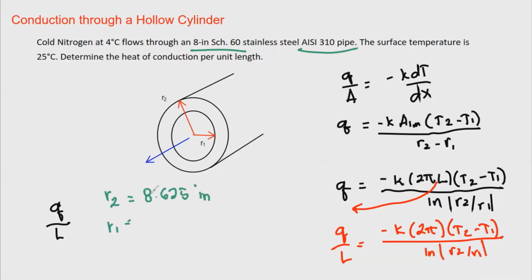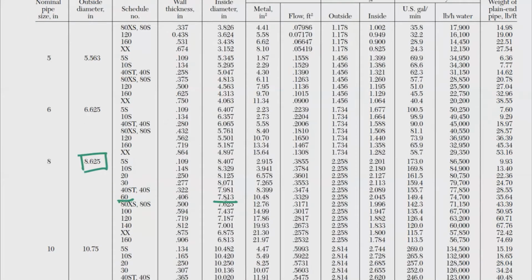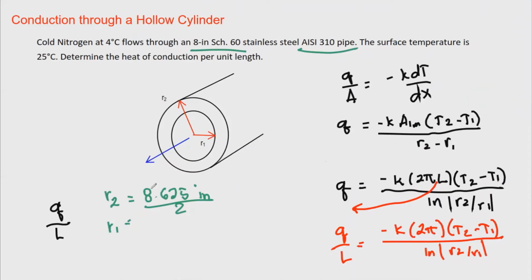Sorry, by the way, this is a diameter, so we need to actually divide this first by 2. So in that case, we have 7.813, so that is 7.813 inches, then divided by 2. So, this is our radii.